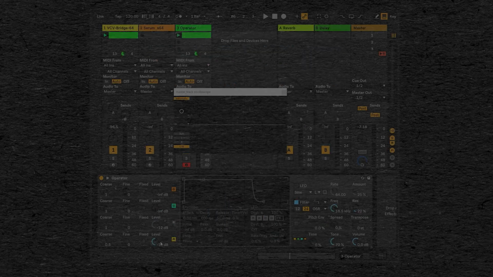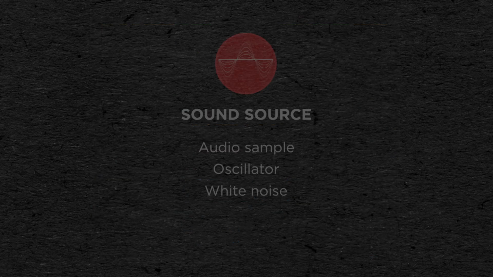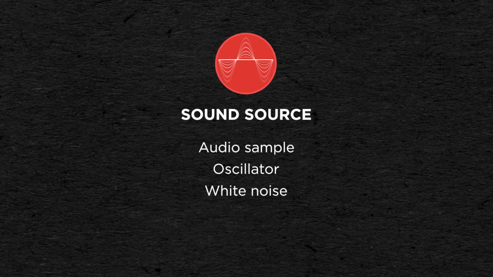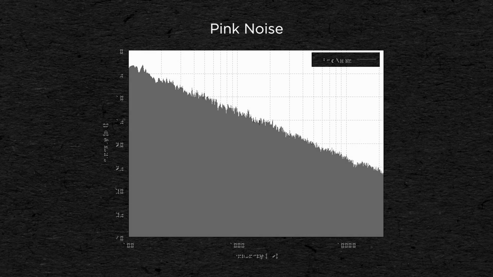It is a good basis to make synthetic hats or snares, for example. And as all the frequencies are present, it is also a good candidate to work with filters. You can also have pink noise, which is similar to white noise, except that the higher frequencies are a bit quieter, so it sounds smoother to the ear.